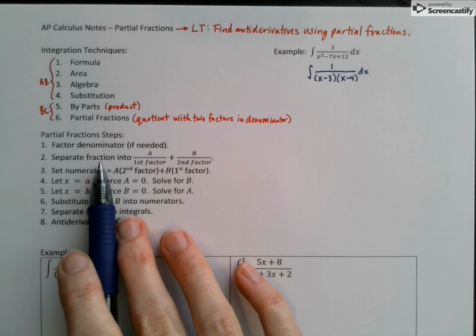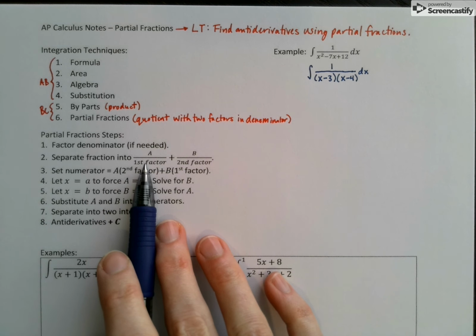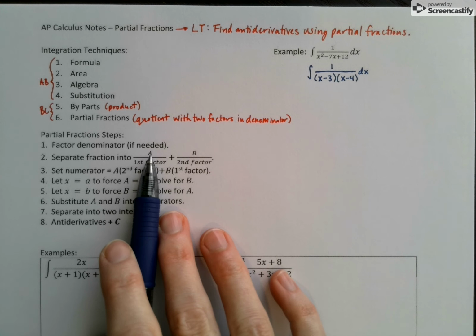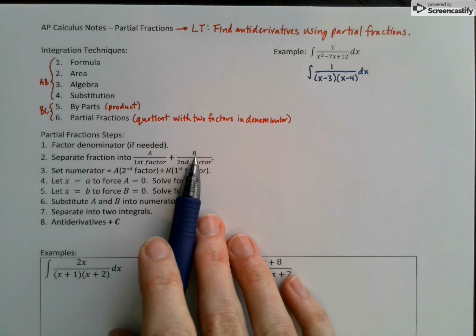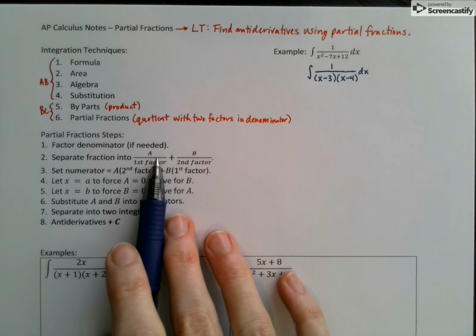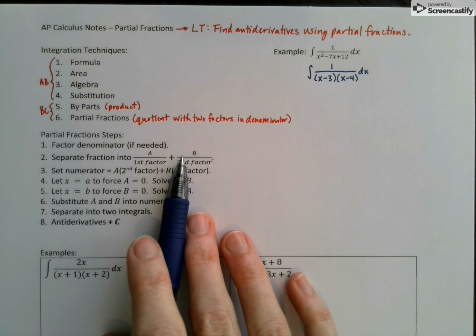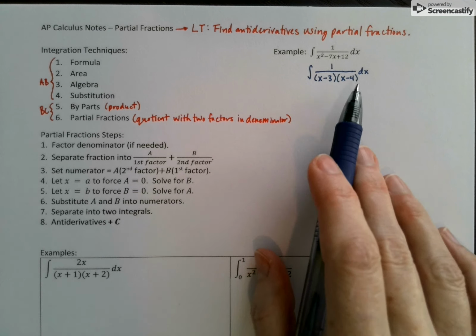It says to separate the fraction into A over the first factor plus B over the second factor. So these A and B are numerators that we need to figure out. And if you're wondering, well, is that legal? Algebraically, yes, it is legal. It's a process called decomposition. So let's go ahead and start that process on our example.